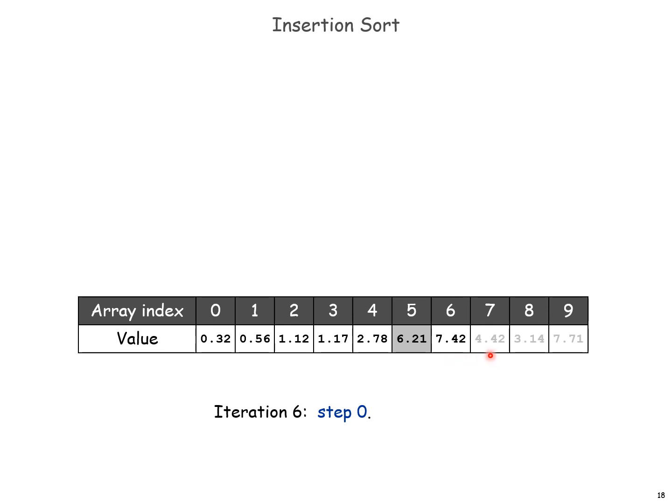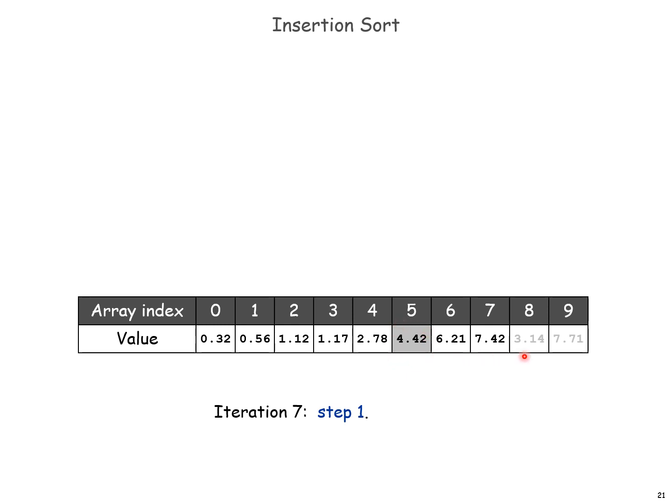Now let us go for the 8th item, which is at index 7. The value is 4.42. So 4.42 is the key element now. Compare 4.42, which is the key element, with the previous item, and we can see that key element is smaller. So go for a swap. Compare this key element with the previous item, and you can see that key element is smaller. So go for a swap. Compare key element with the previous item, and you can see that key element is greater than the previous item. So there is no more swapping.